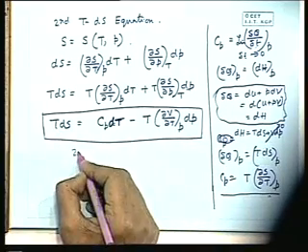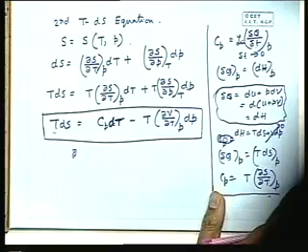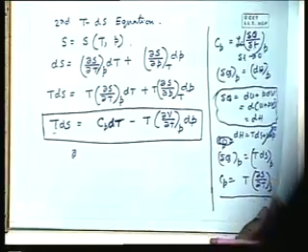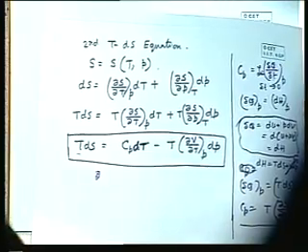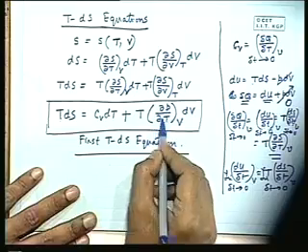This is known as, already I have written, the second TDS equation. Now from these two TDS equations, I will derive a very important relationship. Let us write the first TDS equation and second TDS equation side by side. The first TDS equation is this one: TdS = Cv dT + T (∂P/∂T)_V dV.